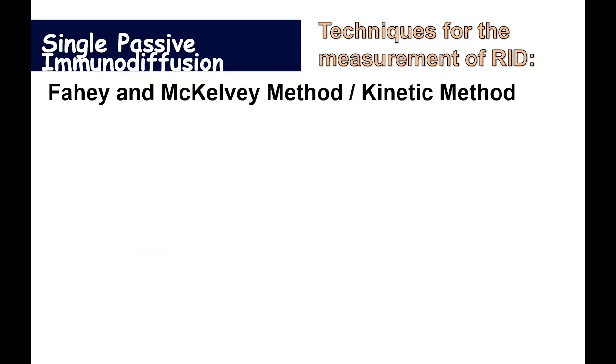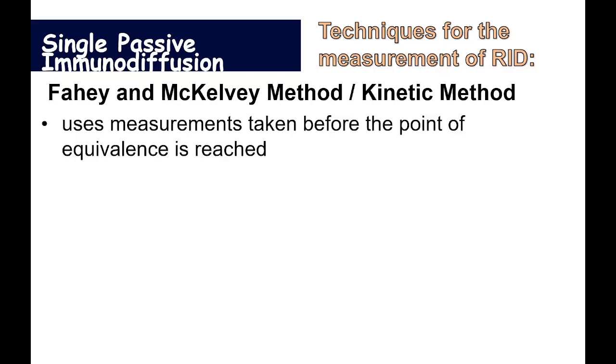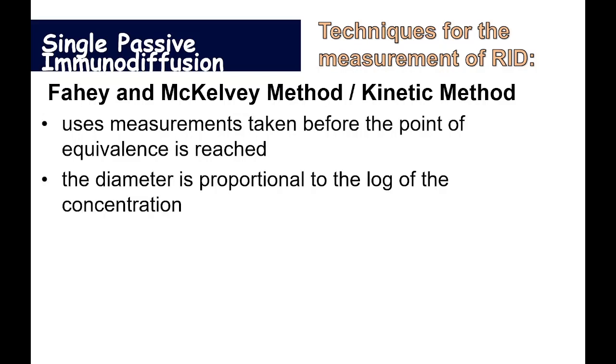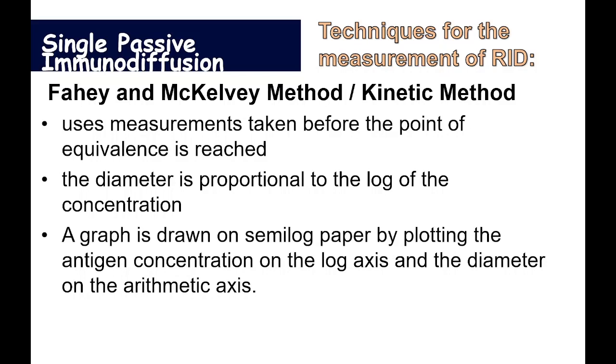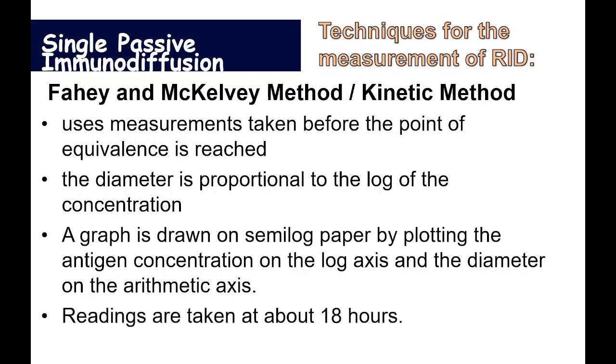Another technique for radial immunodiffusion employed in the laboratory is the Fahey and McKelvey method, also known as the kinetic method. In this method, it uses measurements which are taken before the point of equivalence is reached. So the diameter is proportional to the log of the concentration. Therefore, if the rate of diffusion is high, that means the concentration of the antigen is also high. A graph is drawn on semi-log paper by plotting the antigen concentration on the log axis and the diameter on the arithmetic axis. Readings are taken at about 18 hours.